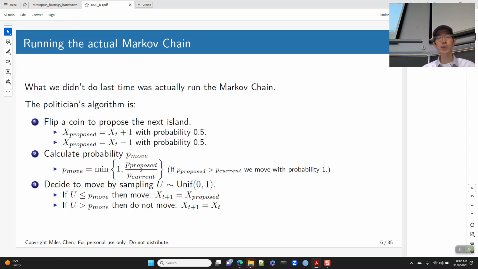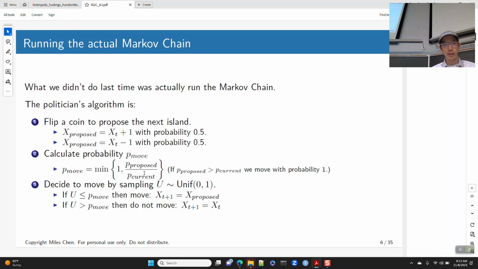And then we'll calculate p move. If the proposed island has a higher population than our current island, like if we're proposing island 5, it has a population of 5,000, and our current island has a population of 4,000, we'll get a value greater than 1. But you can't have a probability greater than 1. So we're going to do the minimum between 1 and whatever this is. So if p proposed over p current is less than 1, that's going to be your probability of moving.